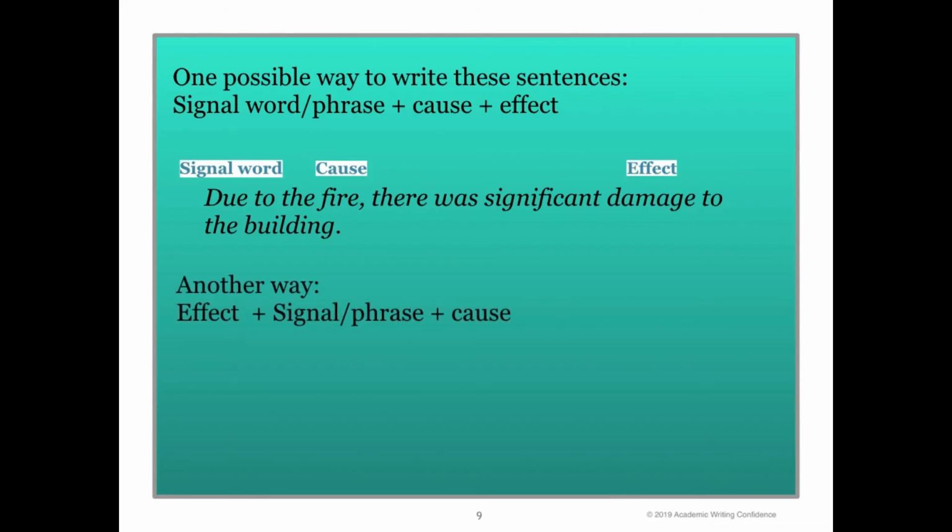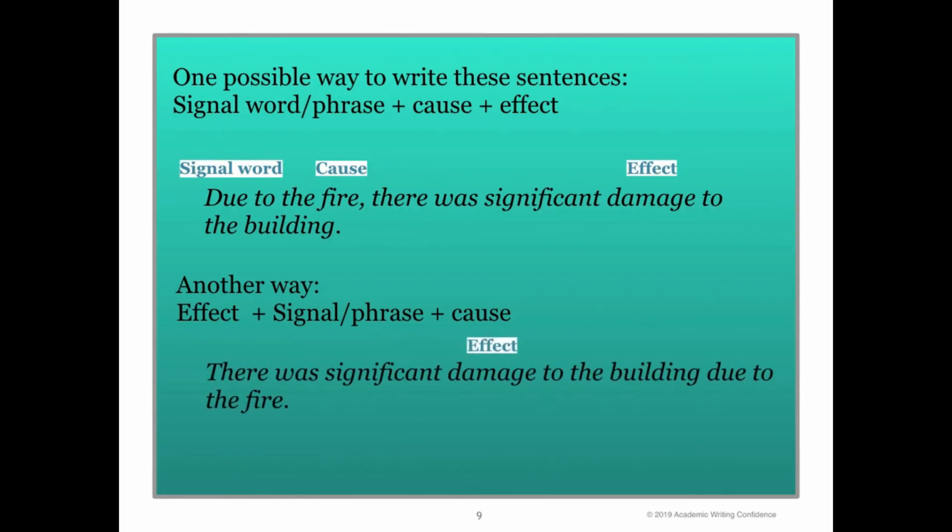Another way that you could write your sentence is in this way. The effect plus the signal word or phrase plus the cause. There was significant damage to the building due to the fire. Now in this sentence, the effect comes first, followed by the signal word, and then the cause.